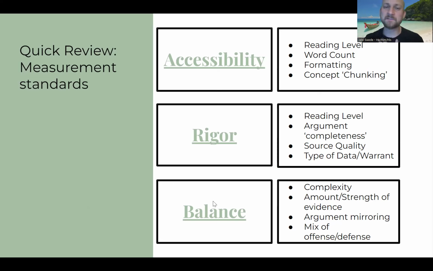And then finally is balance. So balance, we're going to think about complexity, right? Both sides should be equally complex, whether that's high complexity or low complexity, ideally kind of a middle complexity, something that an eighth or ninth grader will understand. We're going to talk about amount or strength of evidence. So the same number of cards on each side and having them be relatively strong versus each other and relatively similar. We're going to talk about argument mirroring.